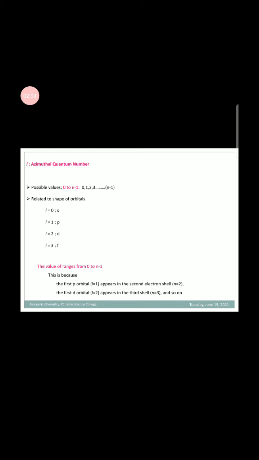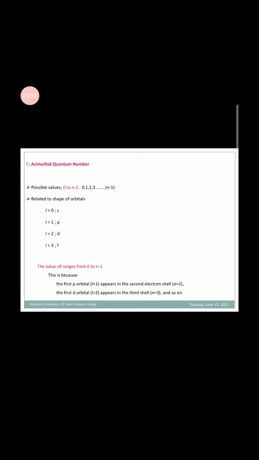Azimuthal quantum number. Here the possible values are 0 to n minus 1, that is 0, 1, 2, 3 up to n minus 1. It is related to the shape of orbitals. Here l equal to 0 indicates s. The value of l equal to 1 indicates p. The value of l equal to 2 indicates d. The value of l equal to 3 indicates f. The values of l range from 0 to n minus 1.